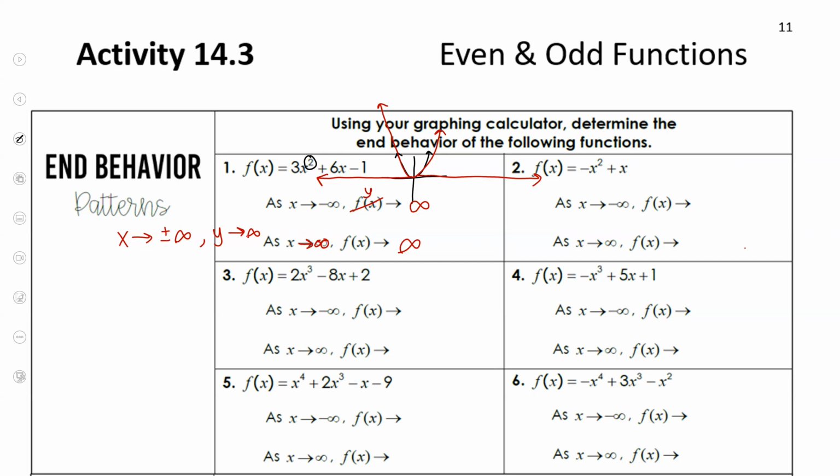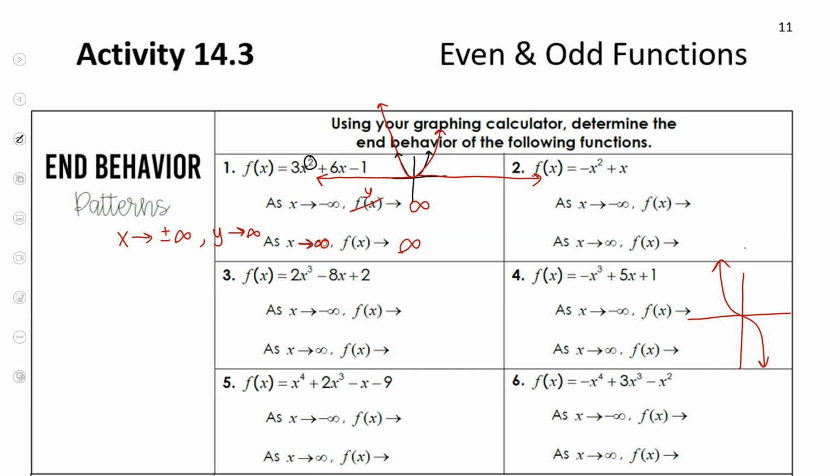Okay? All right, let's look at a different problem. Which one would you guys like me to do out of 1 through 6? Number 6? Let's do number 4. Let's do an odd one this time. It's negative and it's odd. So it's going to look something like this.